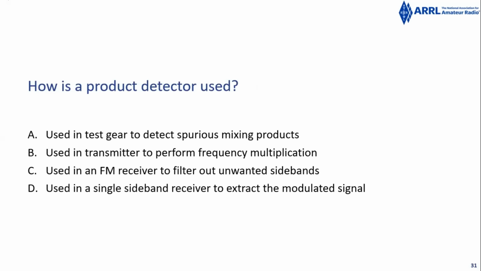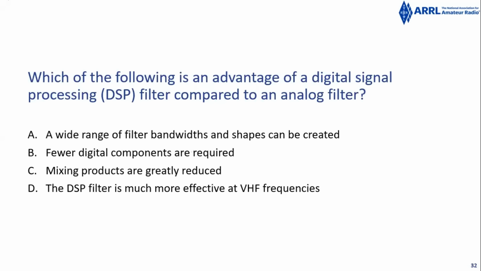How is a product detector used? In an FM receiver to perform frequency... D, using a single sideband receiver to extract the modulated signal. That's correct. Which of the following is an advantage of a digital signal processor or filter compared to an analog filter? A is good. A. You can do a wide range of things with a DSP filter. Different shapes, different sizes, you can create things. Which parameter affects receiver sensitivity?